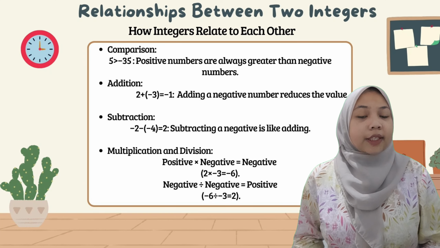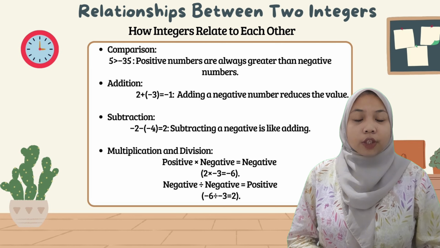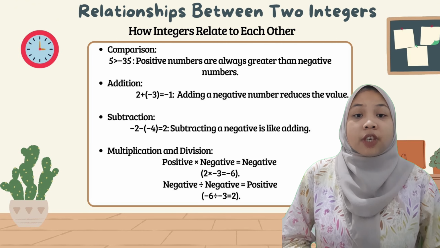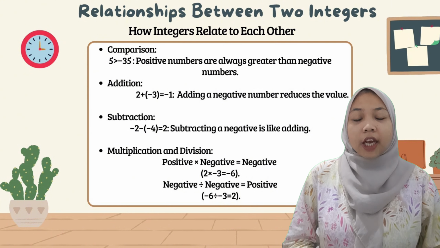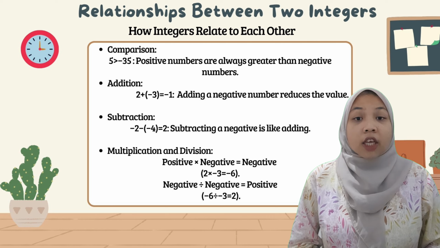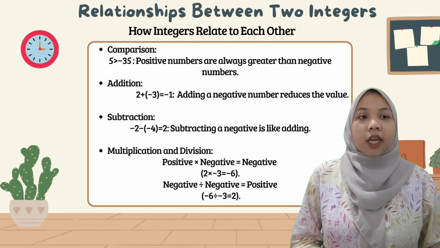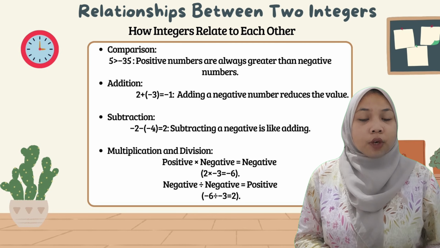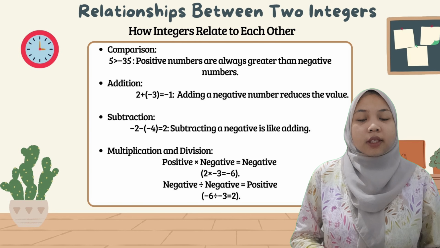Okay, the next material is about the relationship between two integers. How integers relate to each other. The first is comparison. Example, 5 is greater than negative 3. Positive numbers are always greater than negative numbers. Second is addition. Example, 2 plus negative 3 equals negative 1. Adding a negative number reduces the value. Third is subtraction. Negative 2 minus negative 4 equals 2. Subtracting a negative is like adding.